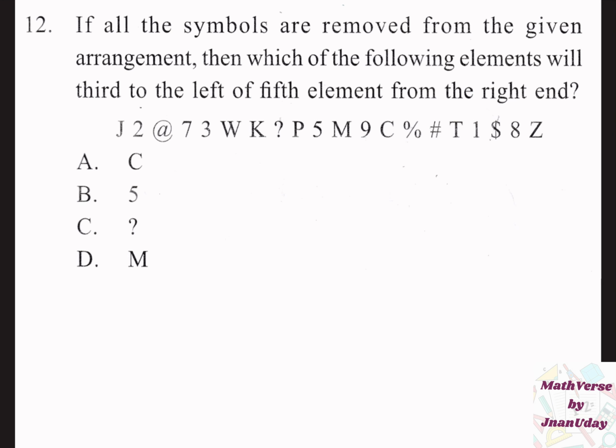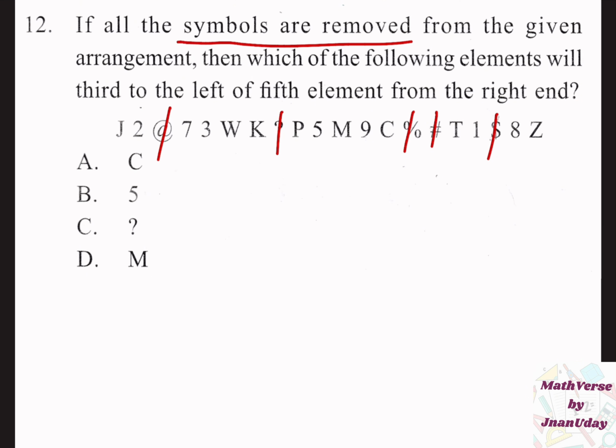Question number 12 is, if all the symbols are removed from the given arrangement, then which of the following elements will be third to the left of the fifth element from the right hand? This question looks very confusing, right? So let us break the question. First of all, we have to remove all the symbols. So one task is completed. Now let us move to the other half of the question. Which of the following elements will be third to the left of the fifth element from the right hand?